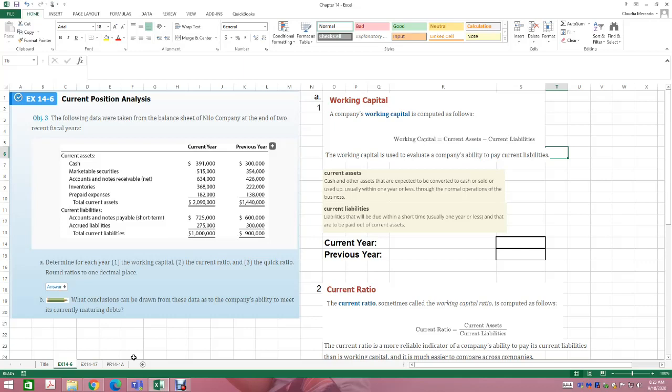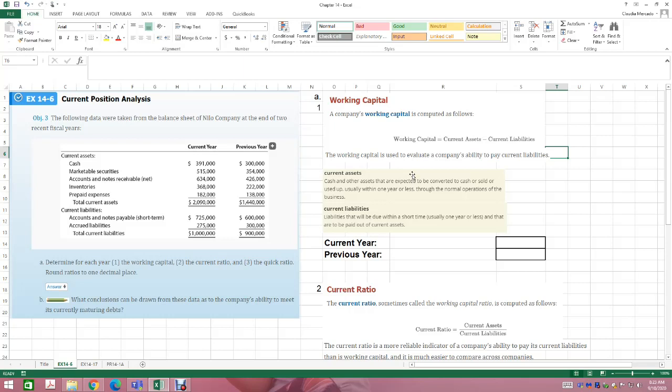Let's start off with the working capital. I grabbed a section from your ebook that talks about working capital, so that before we calculate it, we know what we're dealing with. A company's working capital is computed as follows: working capital equals current assets minus current liabilities. The working capital is used to evaluate a company's ability to pay its current liabilities.